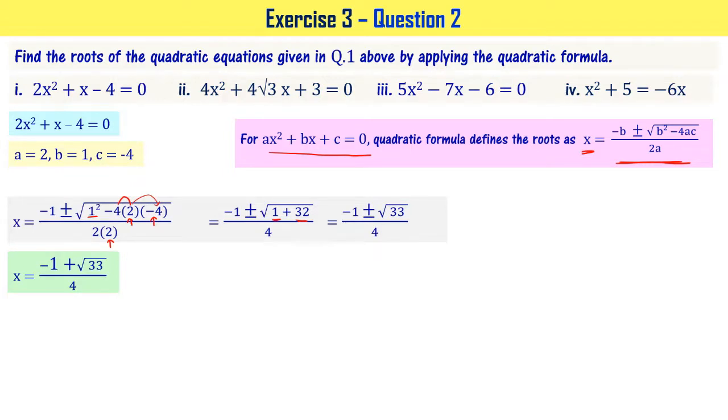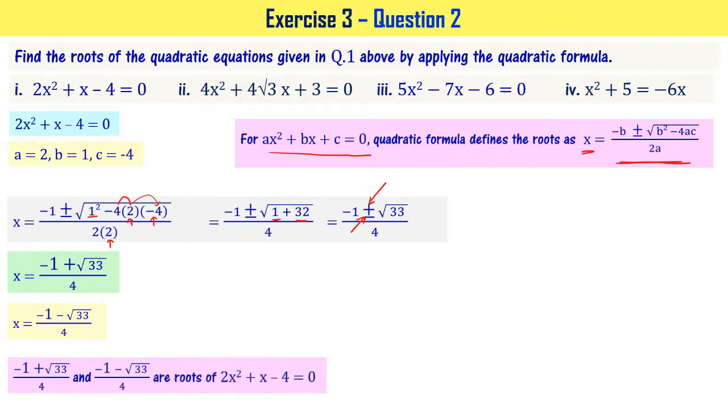I can use the positive sign. In that case, x can be written as minus 1 plus square root of 33 divided by 4, right? I can use the negative sign here, right? In that case, x is going to be minus 1 minus root 33 divided by 4. So to answer the question, minus 1 plus root 33 by 4 and minus 1 minus root 33 by 4 are the roots of 2x square plus x minus 4 equal to 0.